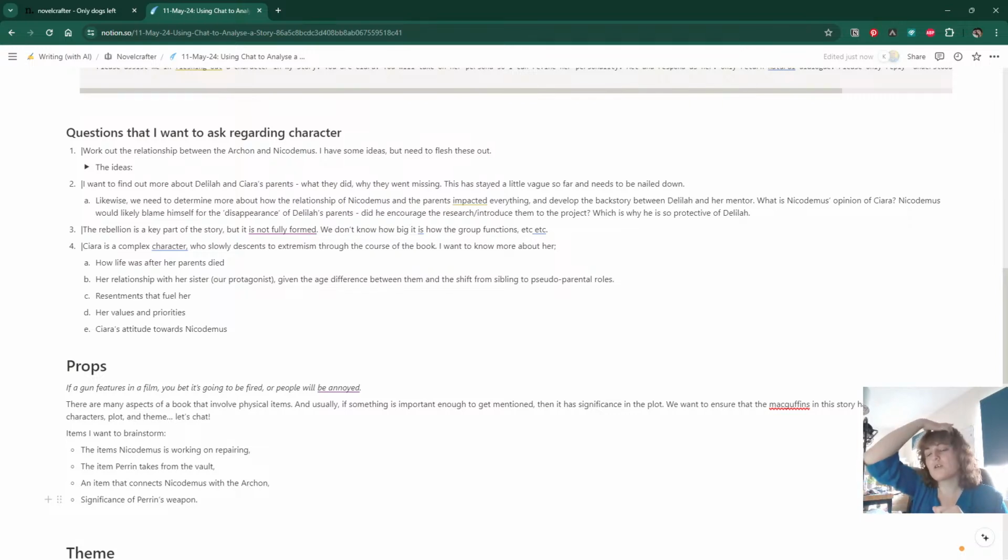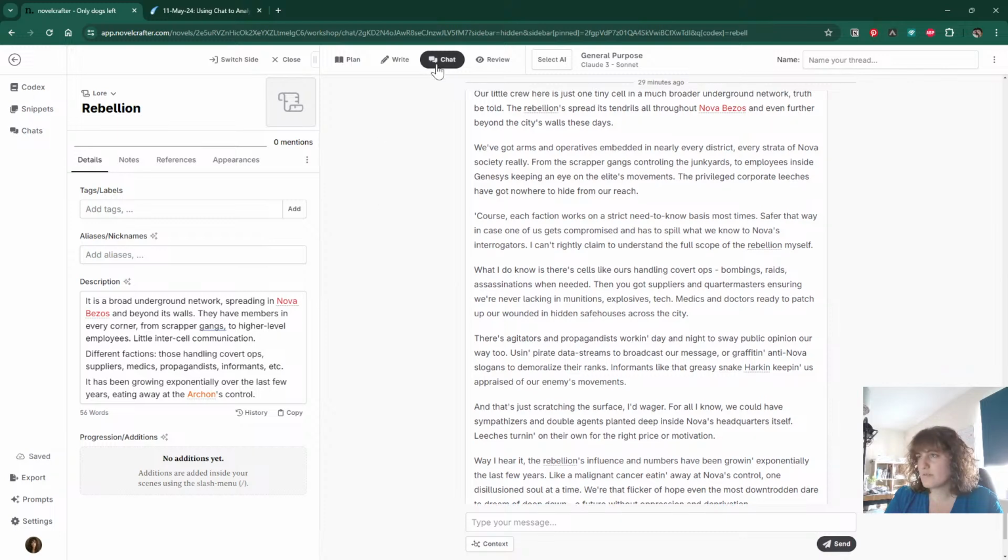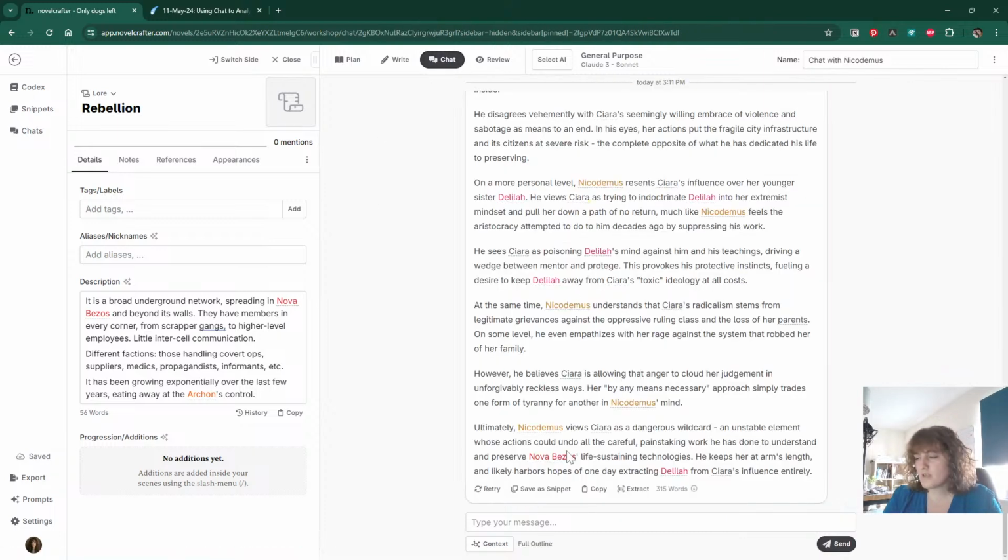Let's have a chat. The things that I want to look at are the items or the work that Nicodemus is working on repairing, the item that Perrin takes from the vault, because he wants an item from the vault, an item that connects Nicodemus with the Archon, and the significance, the backstory behind Perrin's weapon. So, are we on Ciara at the moment? Okay, well, let's go back on to Nicodemus. What secret projects are you working on with Delilah? What items are you making?